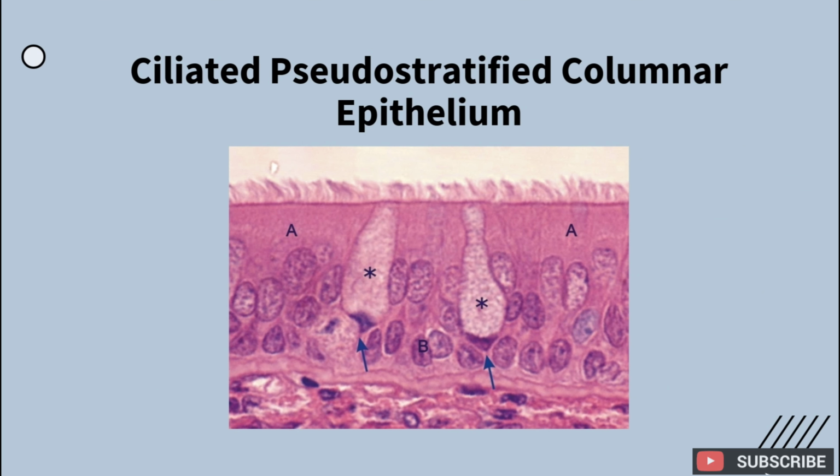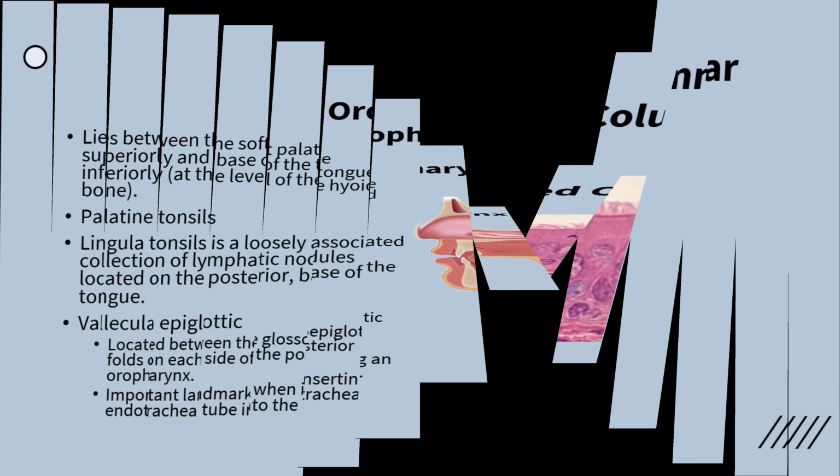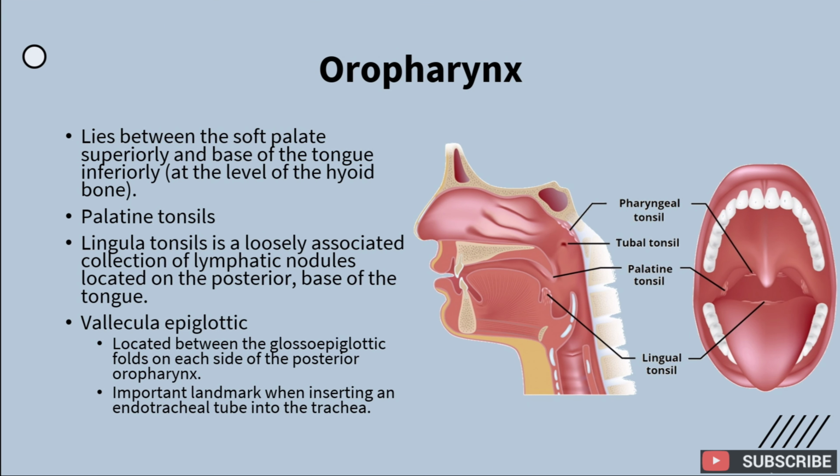And as you can see in the nasopharynx, the cell structure that you'll see is the ciliated pseudostratified columnar epithelium. And as you pass through the nasopharynx, you're going to come down into the oropharynx next. This lies between the soft palate superiorly and the base of the tongue inferiorly, and this is at the level of the hyoid bone.